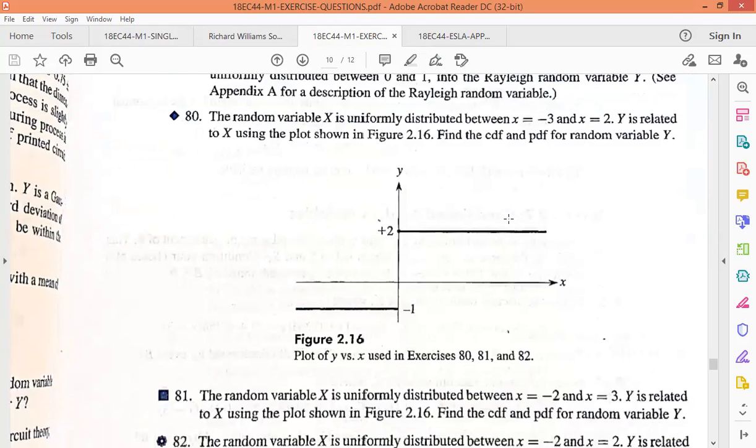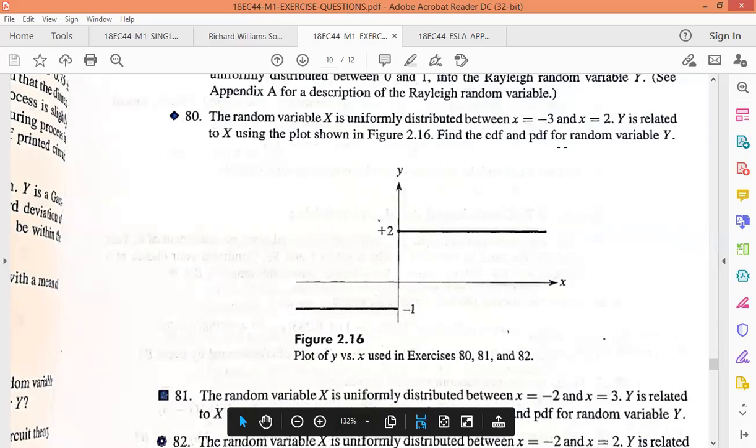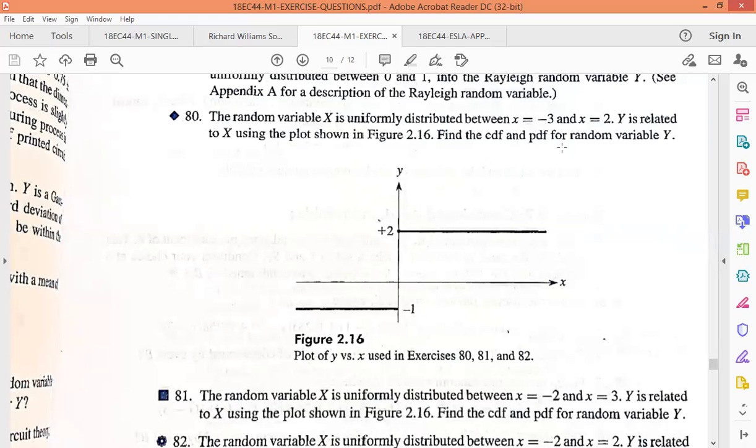Here let me take the 80th problem. In this 80th problem, we can see that the random variable x is uniformly distributed between x equal to minus 3 and x equal to 2. Y is related to x using this plot. Find the CDF and PDF for random variable y. Now this is very simple, only the thing is you are given the problem in terms of a figure, so I'll be showing how to do this.